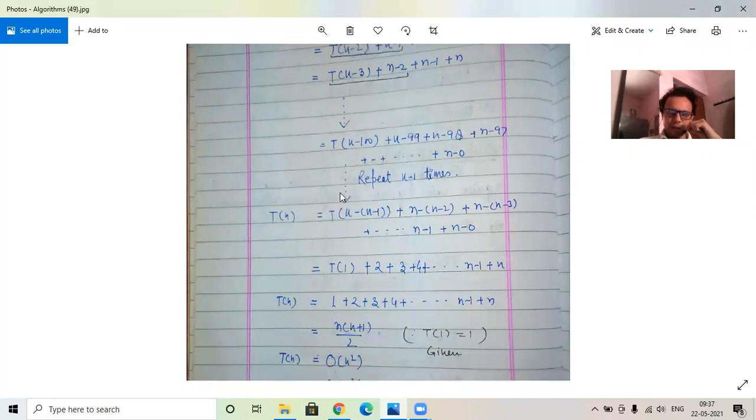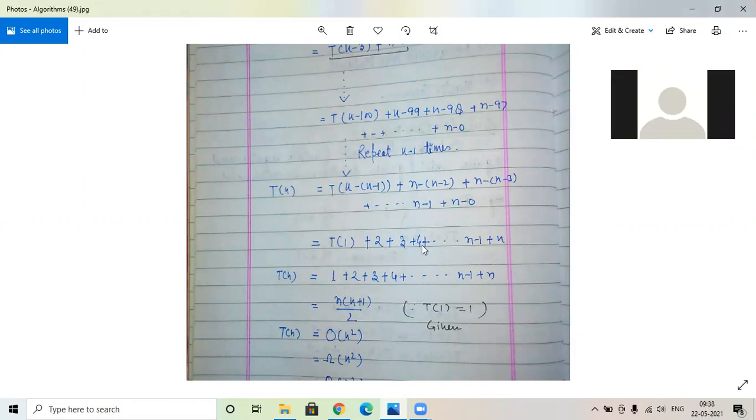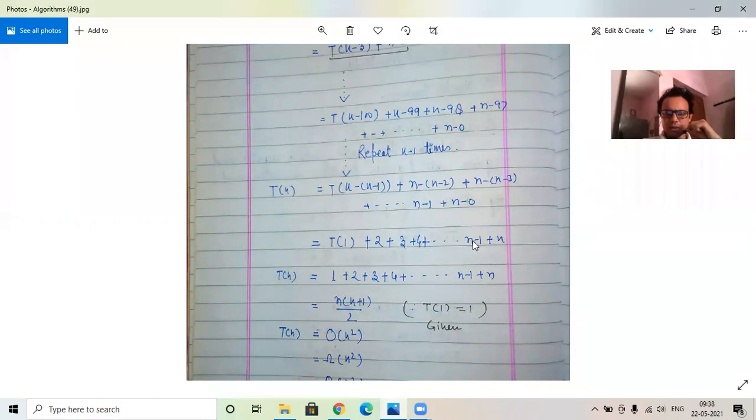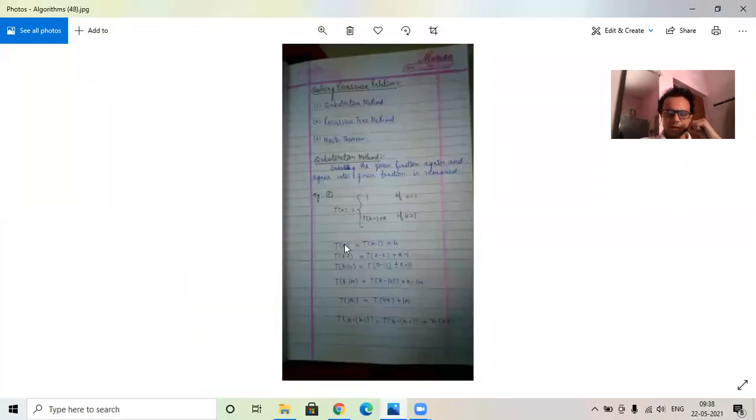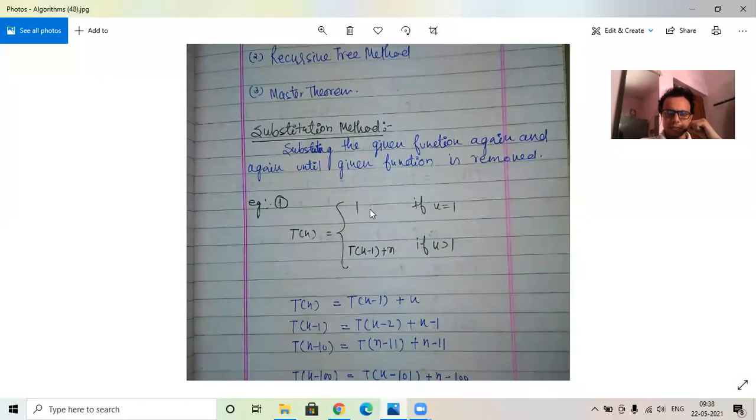Now, T(n-(n-1)) means what is the value? T(1). Next value, n-2 means what? 2. Next value is what? 3. Next value is what? 4. So up to dot dot dot n-1 plus n. n-0 means n, n-1 means n-1. So that I have written. So T(1), what is the value of T(1)? It is given in the definition. If n is equal to 1, it is 1.